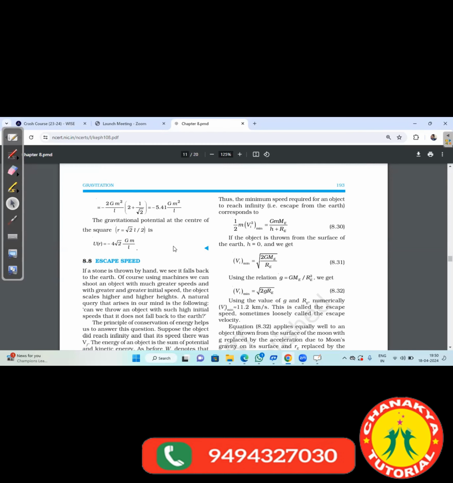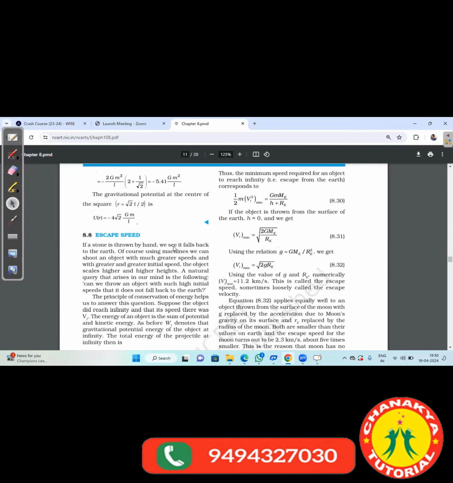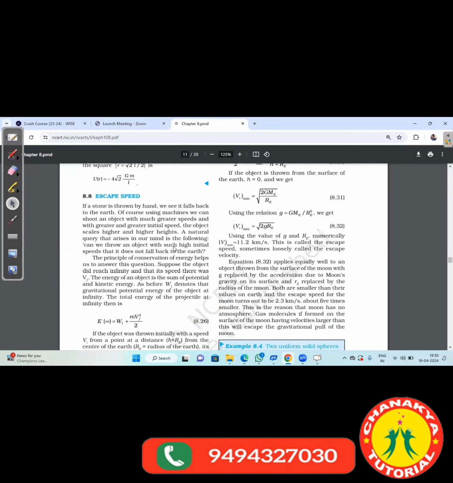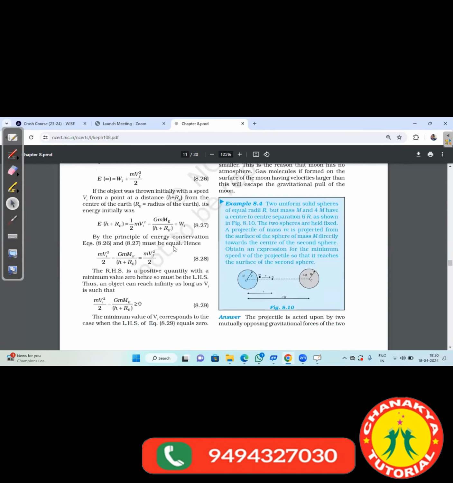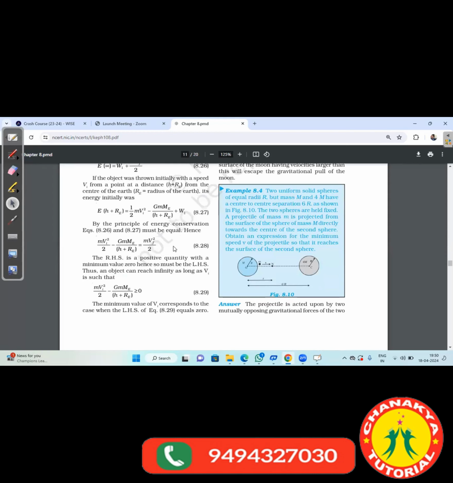Escape speed or escape velocity we have already done: whatever is the binding potential energy, we must provide at least that much kinetic energy so that it can escape. Then if we find out the orbital velocity, yes, this question is also very important.